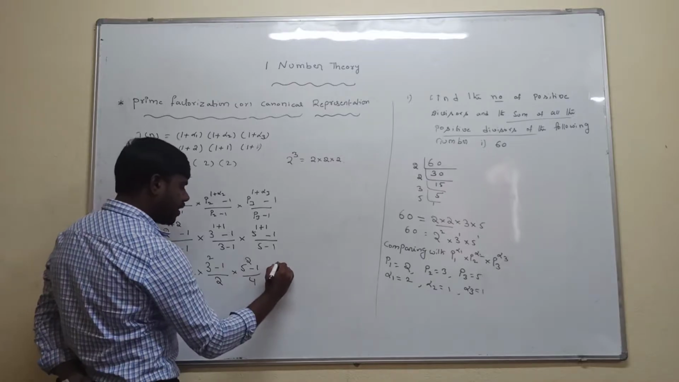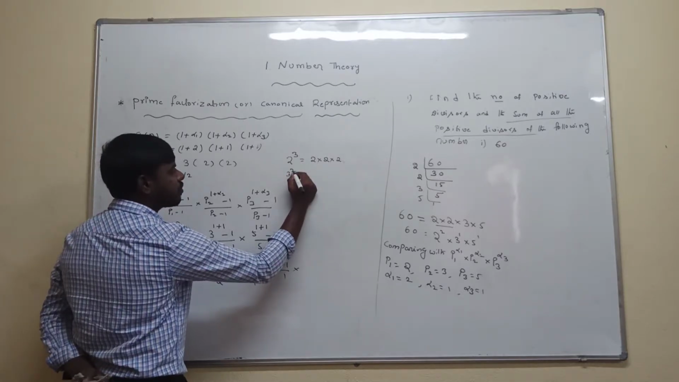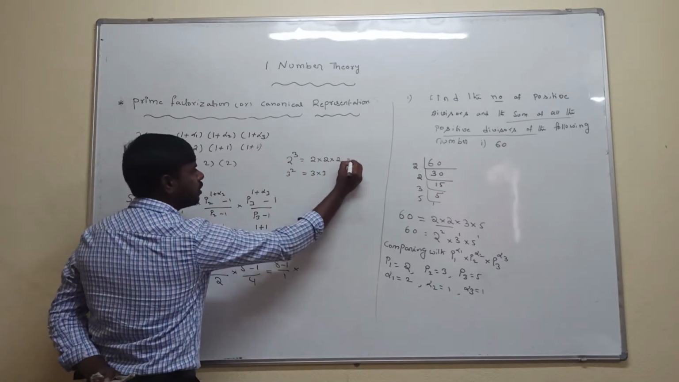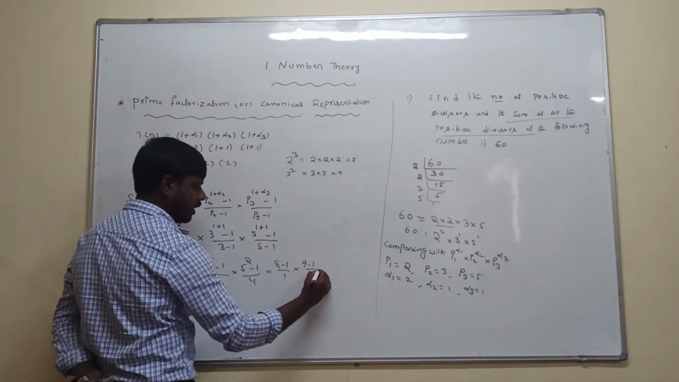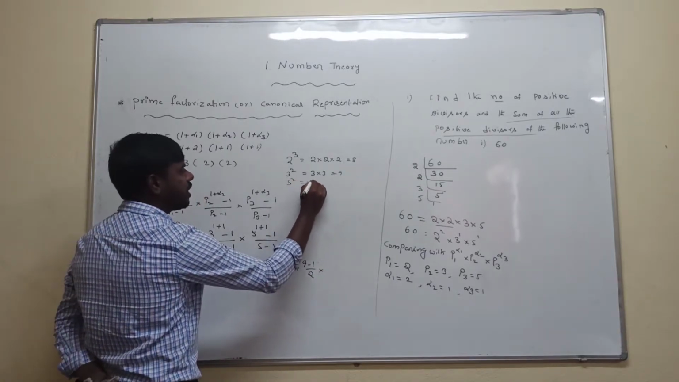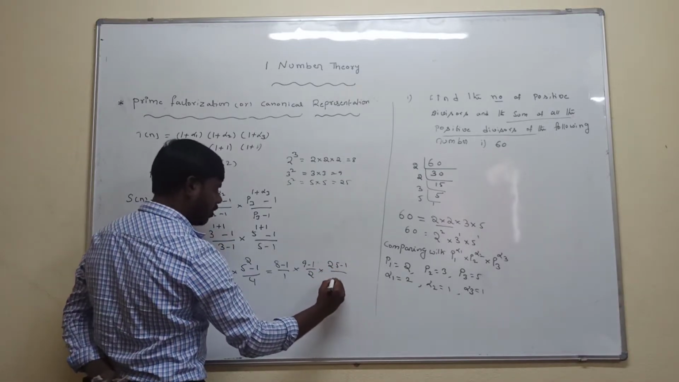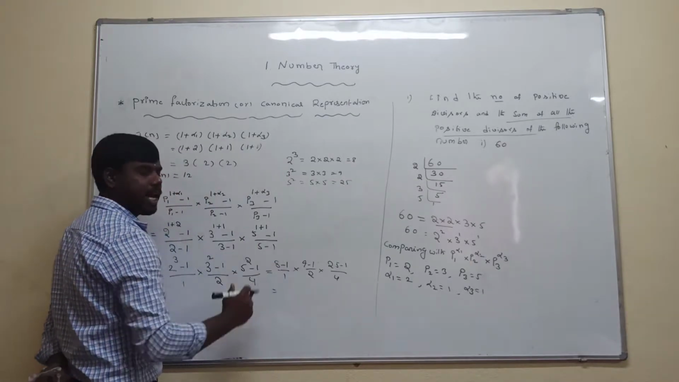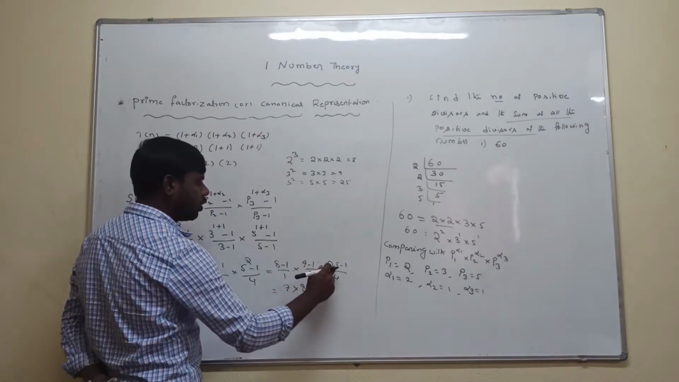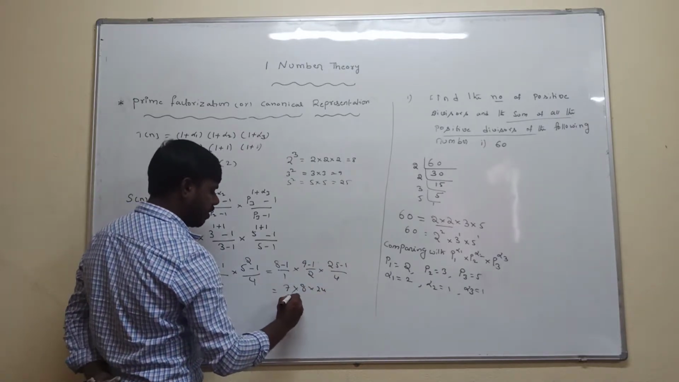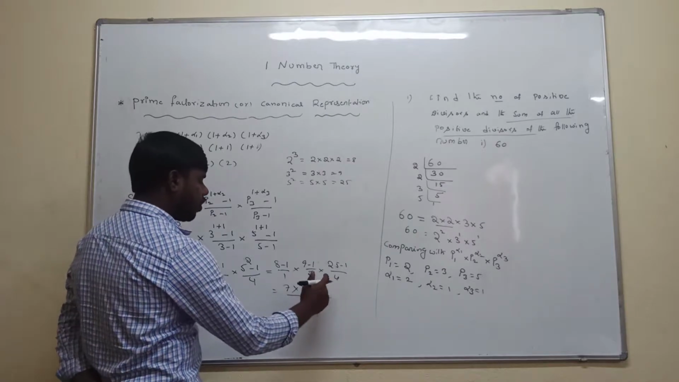That's why 2 cube value is 8, minus 1 by 1, into 3 square. 3 square can be written as 3 into 3. So this value is 9. That's why 9 minus 1 by 2 into 5 square. 5 square can be written as 5 into 5. That value is 25. So 25 minus 1 divided by 4. Now simplify this one. 8 minus 1 value is 7, into 9 minus 1 value is 8, into 25 minus 1 is 24, divided by the product of the denominator values. 1 into 2 is 2, 2 into 4 is 8.